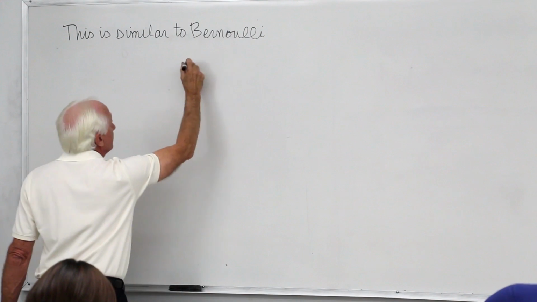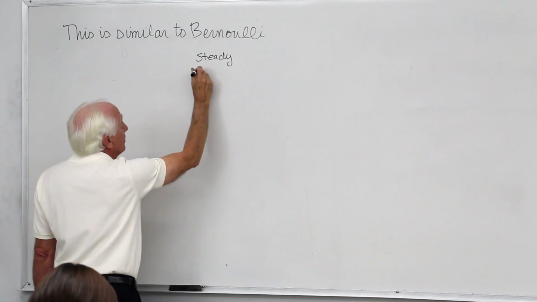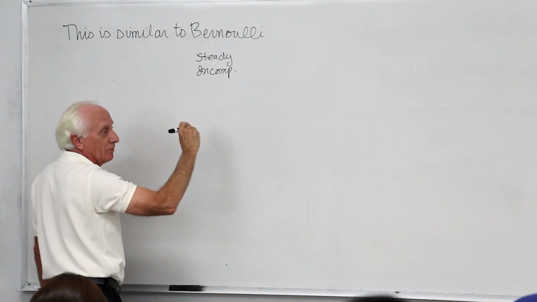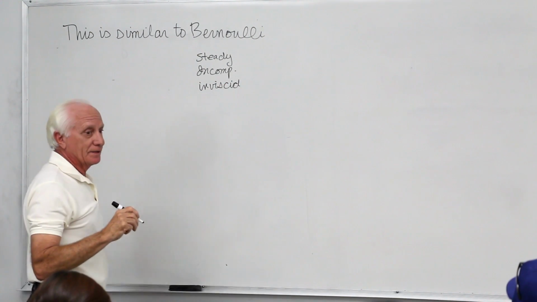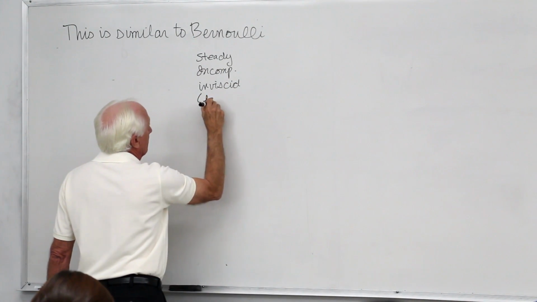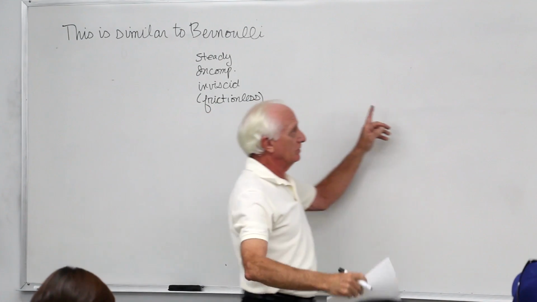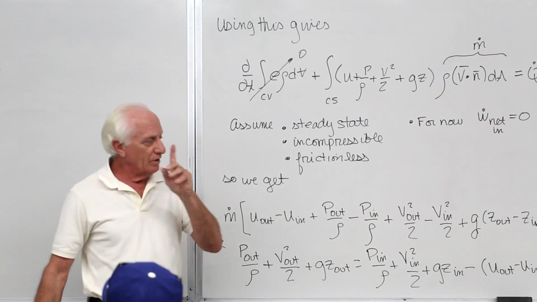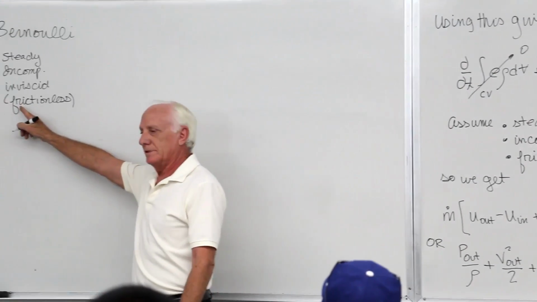And remember what Bernoulli was good for? Steady, incompressible, and inviscid, so neglecting viscosity, neglecting friction due to viscosity. What we call inviscid, frictionless. Of course, we've derived this already for incompressible because we said rho is a constant. We've already said steady; that term went to 0. Well, what's left over here? Oh, the third one. Frictionless.